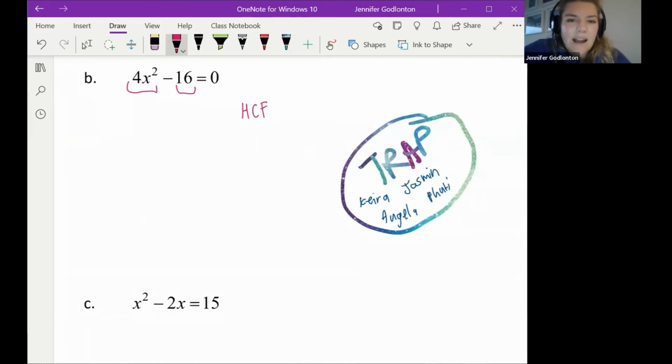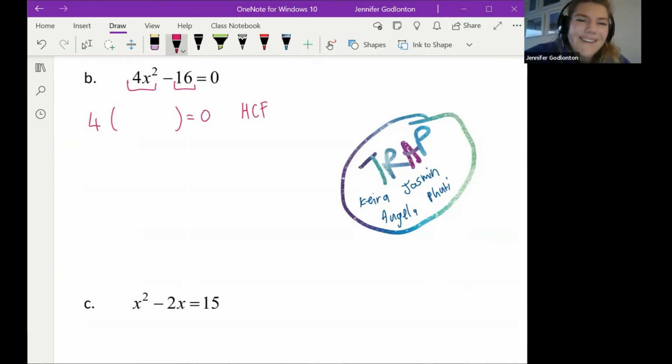If we're taking out a highest common factor, what number would be my highest common factor of 4 and 16? What number can go into both of those? I think it's 4, Miss. Yes, great. Okay, my highest common factor is 4. Excellent. So what would be left inside my brackets if I took my 4 out as a highest common factor?